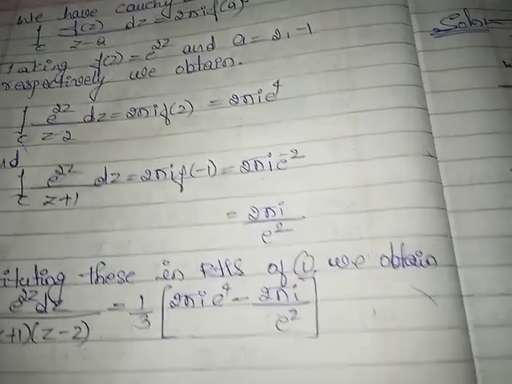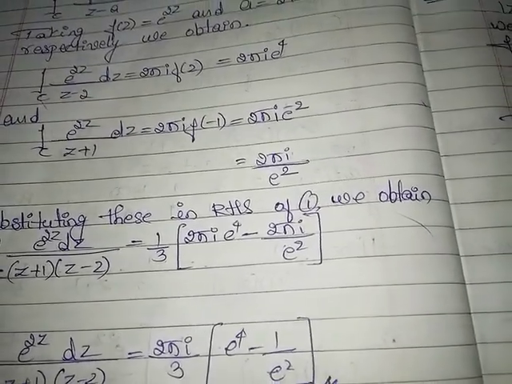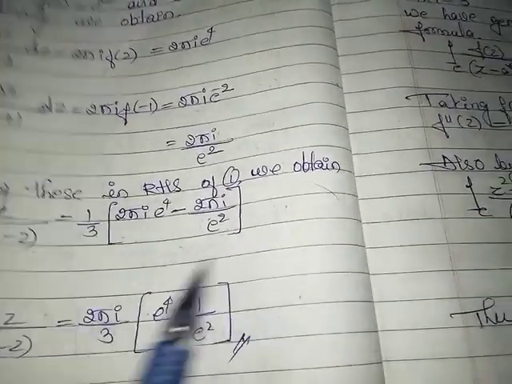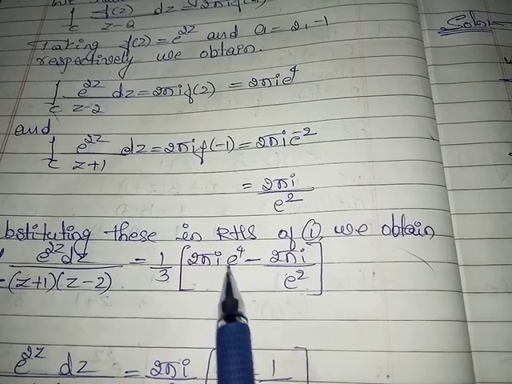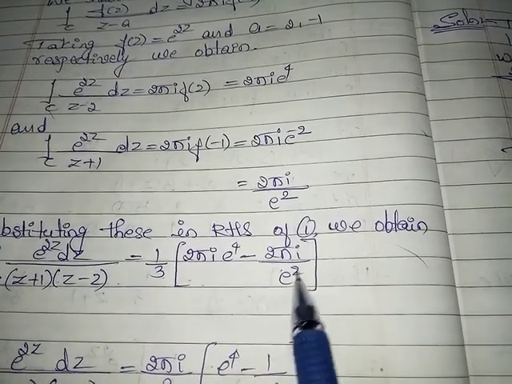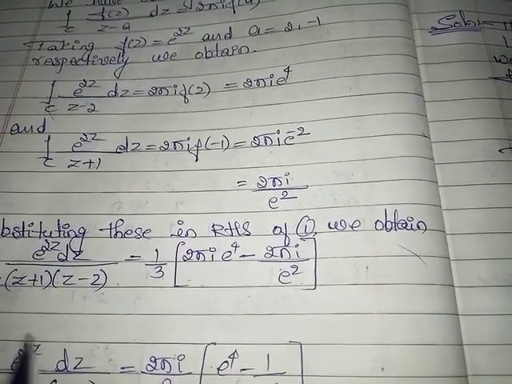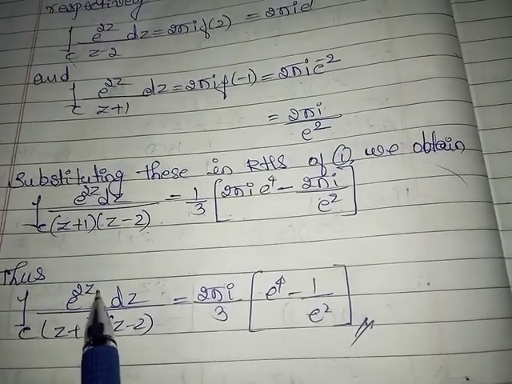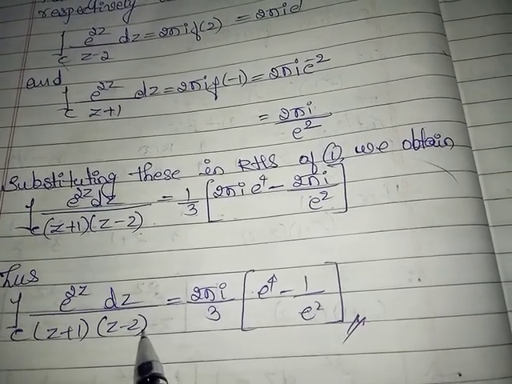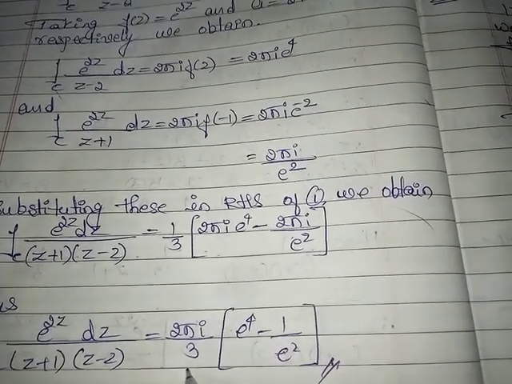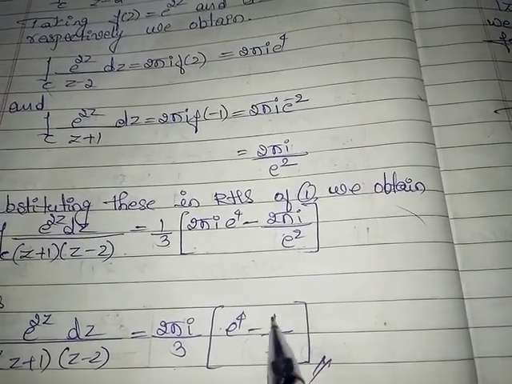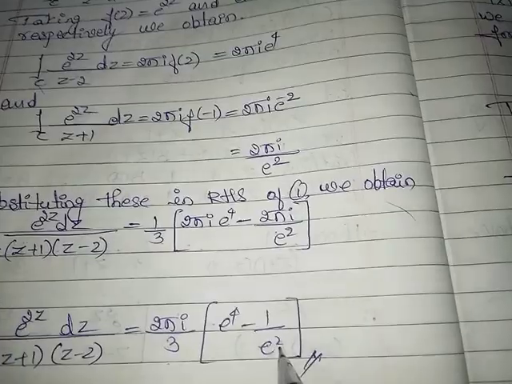Substituting these values in the right-hand side of equation 1, we get 1 by 3 into 2 pi i e raised to 4 minus 2 pi i divided by e square. Thus, the integral over C of e raised to 2z divided by (z plus 1)(z minus 2) dz is equal to 2 pi i divided by 3 into e raised to 4 minus 1 divided by e square.